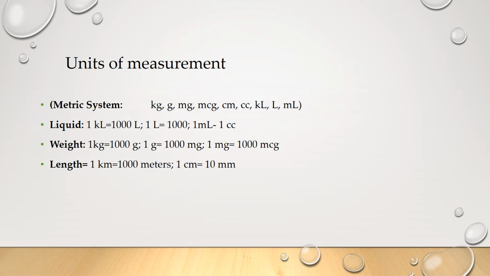So here are the liquid units of measurements and the conversions. You really need to know that 1 liter equals 1,000 milliliters, 1 milliliter equals 1 cc. And then you also need to know, as far as weight, 1 kilogram equals 1,000 grams, 1 gram equals 1,000 milligrams, and 1 milligram equals 1,000 micrograms. And you may use the length some, but mostly it's going to be liters to milliliters.